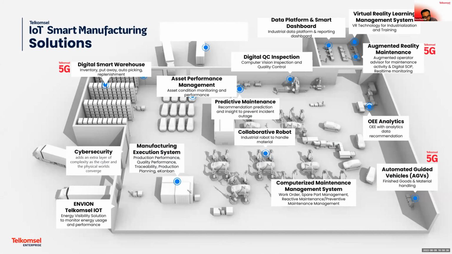So this is one of the solution categories that we can implement with the 5G network in smart manufacturing, like digital smart warehouse, asset performance management, and a lot of other kinds of solutions in how we can integrate operational technology with information technology so they can be converged into one solution.